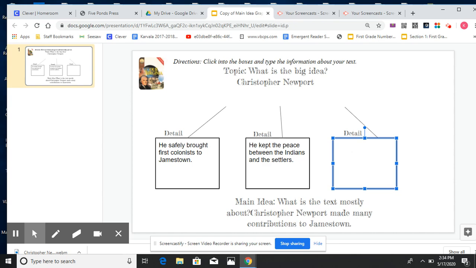Okay, well, I remember a very important thing is when everyone was getting sick and they were running out of food and supplies, he actually went back to England and brought back more supplies and more people to Jamestown. So I think that's an important contribution as well. So again, he brought.